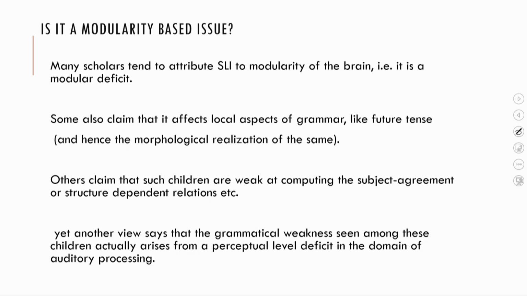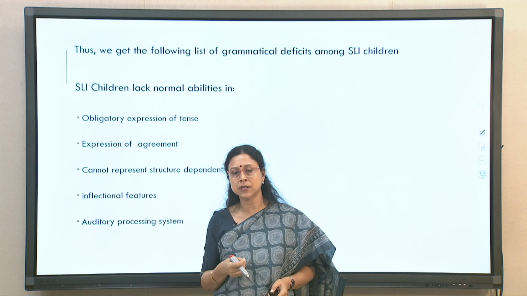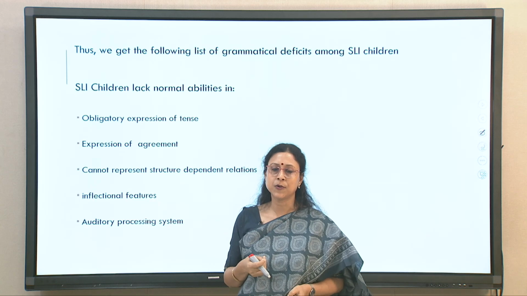Some claim that it affects local aspects of grammar like future tense. In fact, many of the tense markers which take inflection have been reported to be affected. Others have claimed that such children are weak at computing subject agreement or structure dependent relations, etc. There is yet another view that says the grammatical weakness seen among these children actually arises from a perceptual level deficit in the domain of auditory processing. So, these are the three different hypotheses that have been proposed.